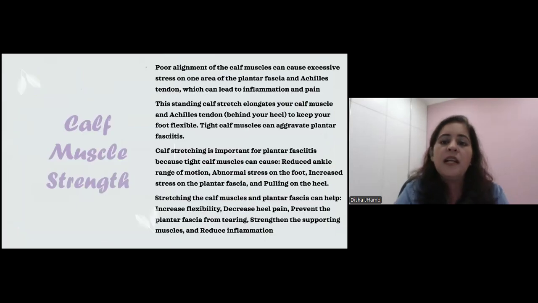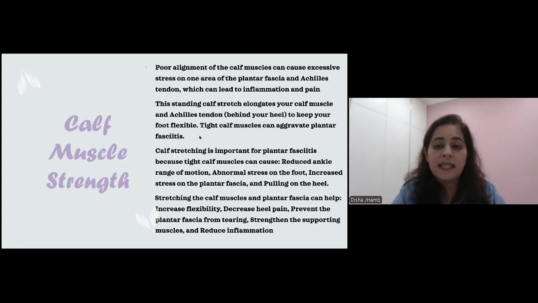Poor alignment of calf muscles can cause excessive stress on one area of the plantar fascia and Achilles tendon, which usually leads to inflammation or sets in degenerative changes and causes pain. So the standing calf stretch that I just showed you elongates the calf muscle and Achilles tendon, and it keeps the foot very flexible and prevents plantar fasciitis.